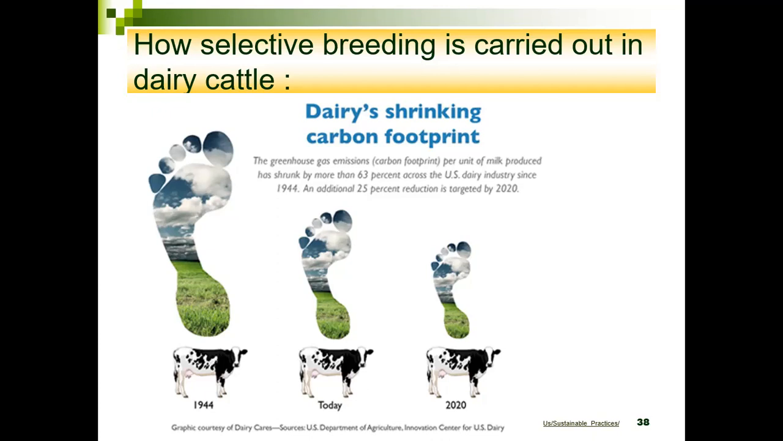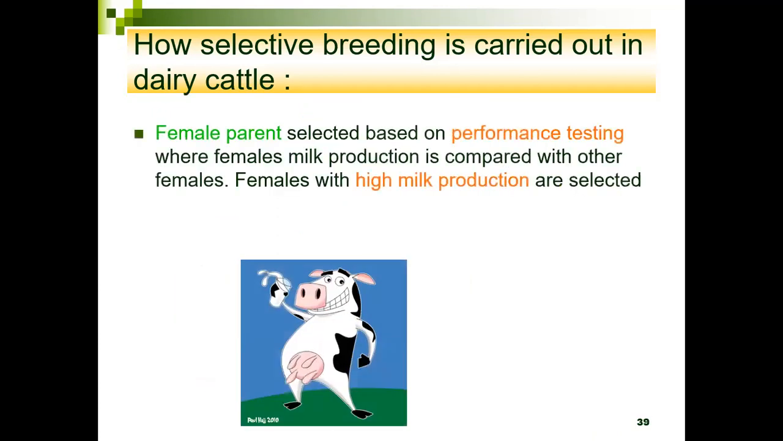So if we can raise cows that can produce more milk, we raise fewer cows, we have less CO2, but we still get enough milk. So that's the advantage. Okay. So how do you do selective breeding?